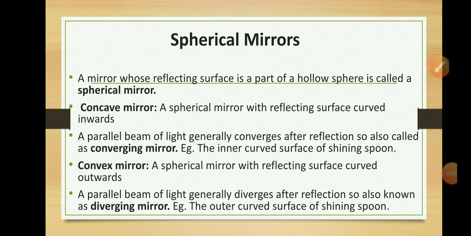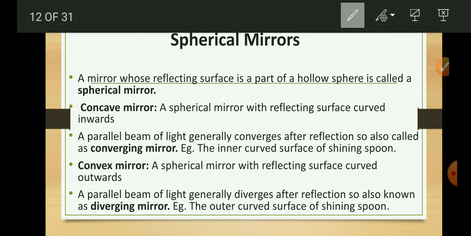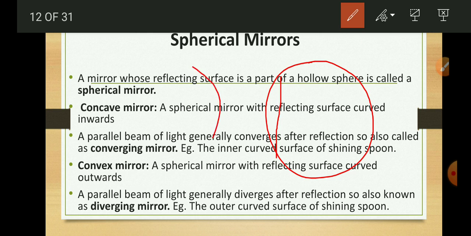What is a spherical mirror? A mirror whose reflecting surface is a part of a hollow sphere is called a spherical mirror. If we take a big thin hollow sphere, polish it from one side and make the other side opaque, and then cut a thin slice of this big hollow sphere, this small piece is our spherical mirror. As the reflecting surface is part of a sphere, these mirrors are called spherical mirrors.